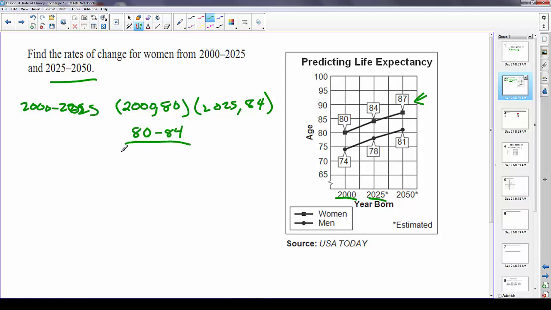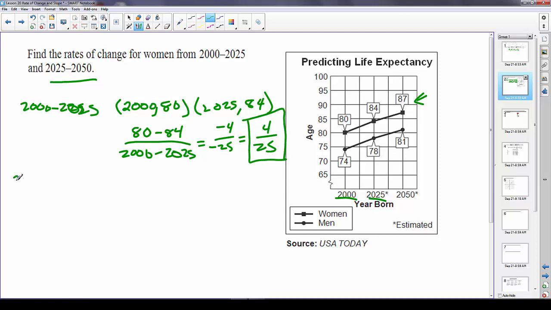So if I find the rate of change there, I take the difference in the y's, put that over the difference in the x's, I get -4 over -25, which is 4/25. And that's the rate of change.